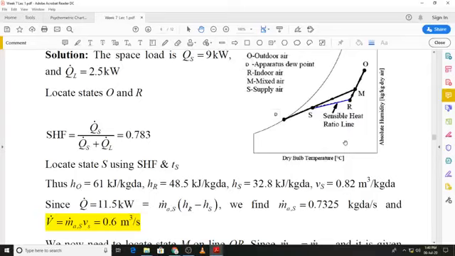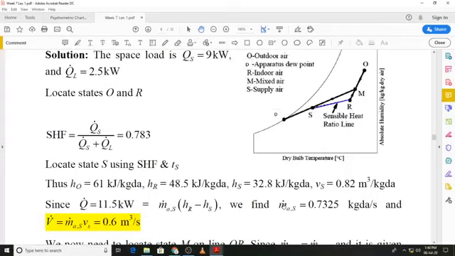So we will have the enthalpy difference HR minus HS, and that will be multiplied by the mass flow rate that is supplied to the conditioned space, m dot AS. Because we have located states O, R and S, we will be able to find out the mass flow rate in terms of kilogram dry air per second.